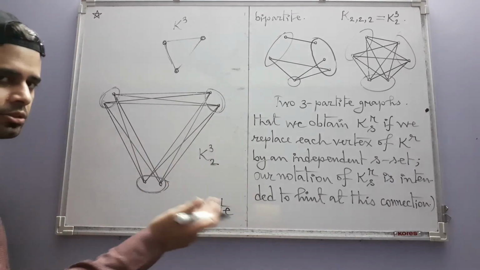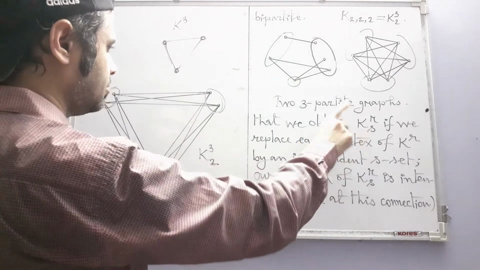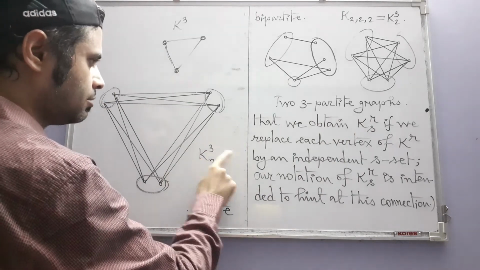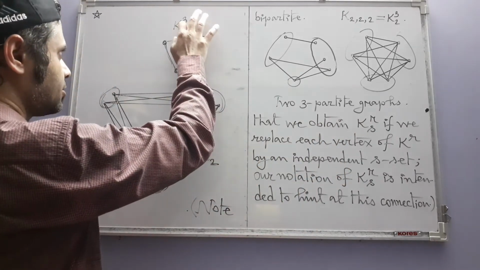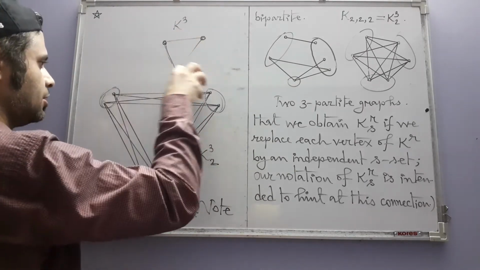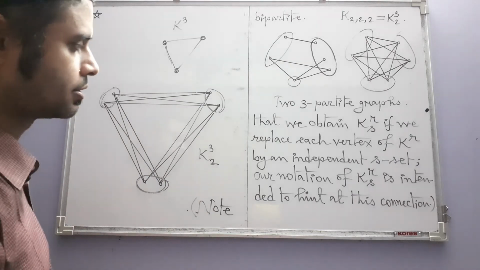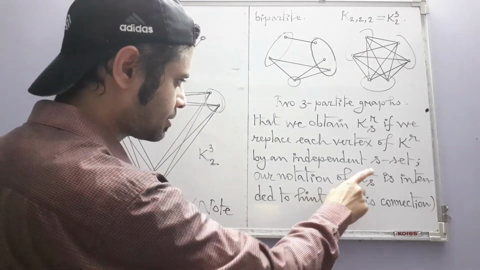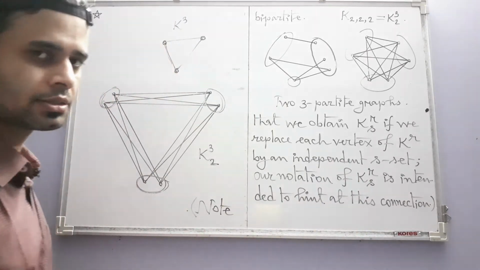So that's what the author is saying, that we obtain K_2^3 by replacing each vertex of K_3 with an independent 2-set in our case. And that is why the notation has been made in such a way, intended to hint at this connection.